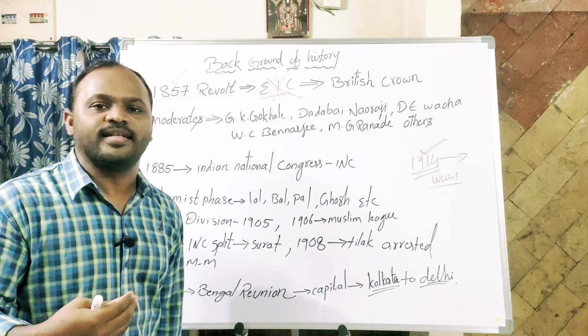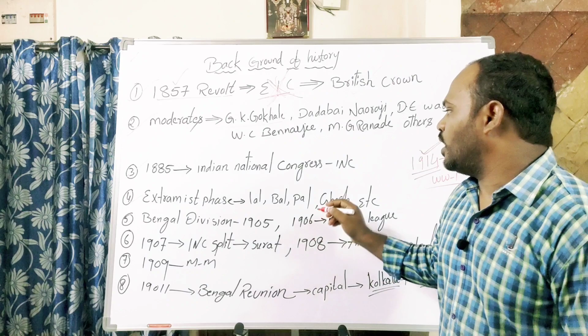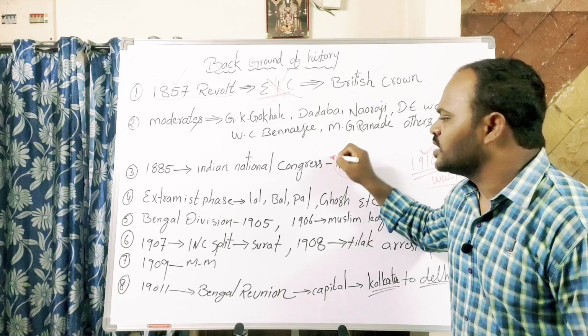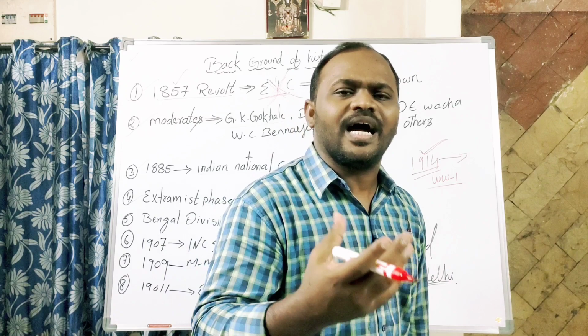Next, after the moderates, in 1885, something happened. That is called the formation of the Indian National Congress. What is this Indian National Congress? It is a group of members. It is an association to get independence, or generally to demand our needs from the Britishers.